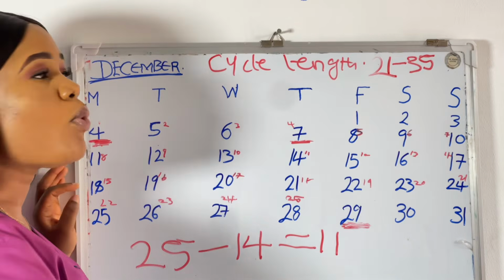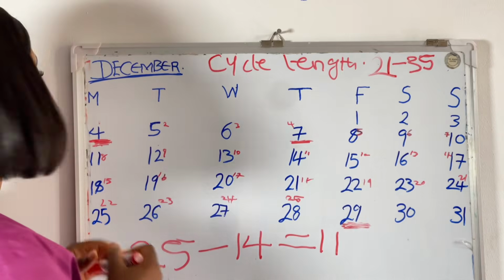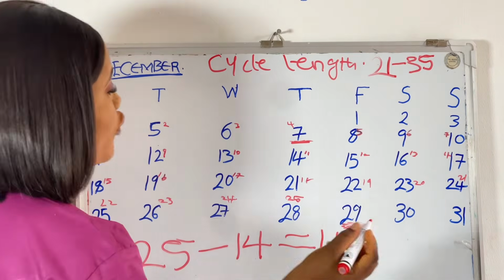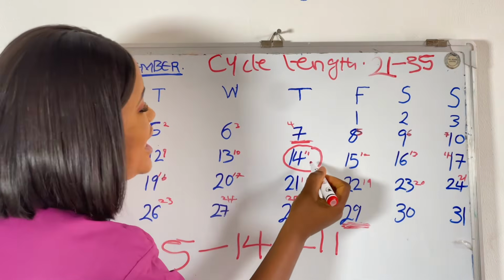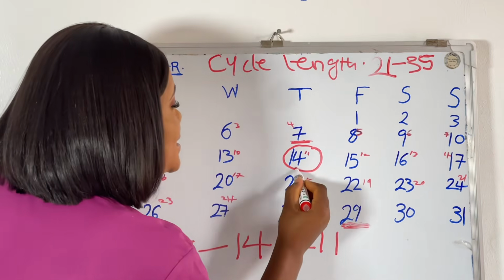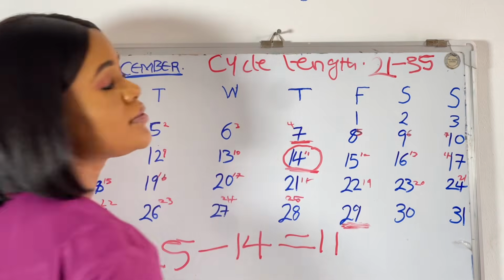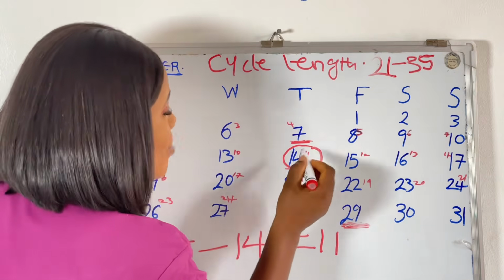This means that I'm ovulating on the 11th day of my cycle. Now let's go. I'm on 14th here, which happens to be my 11th day of my cycle length, meaning that I will be ovulating on 14th, because 14th was the 11th day of my cycle.